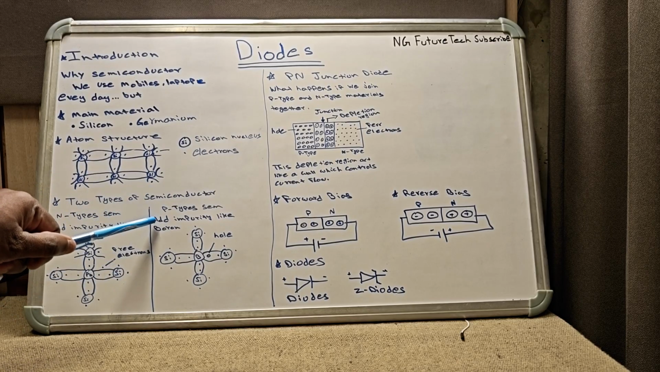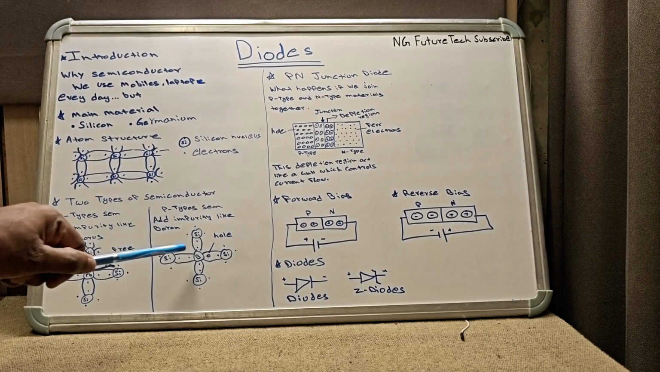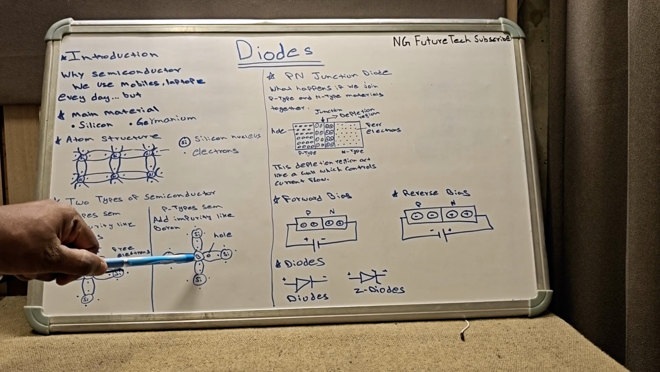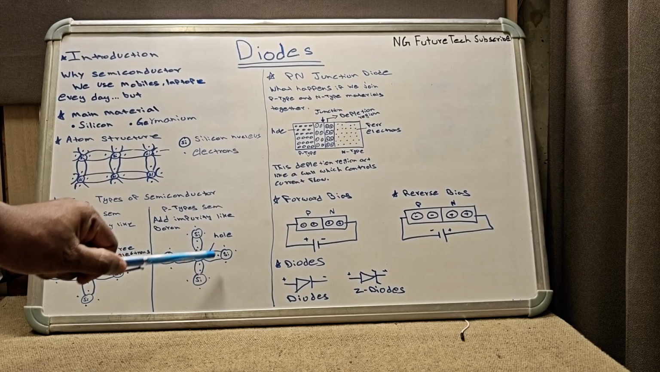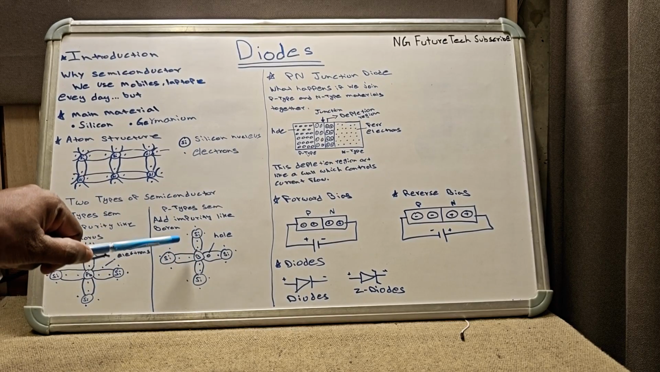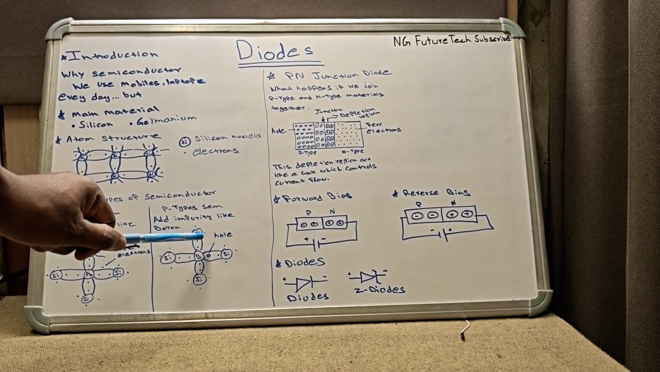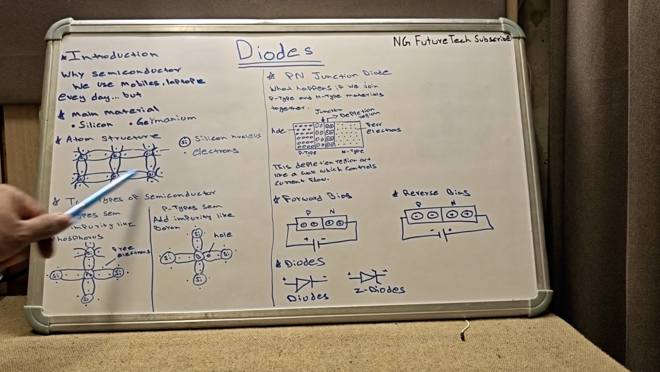In P-type semiconductor we add an impurity like boron. Boron has 3 electrons in the outer atom structure, so when we add it to silicon it will make a hole. So these are the two types of semiconductor.